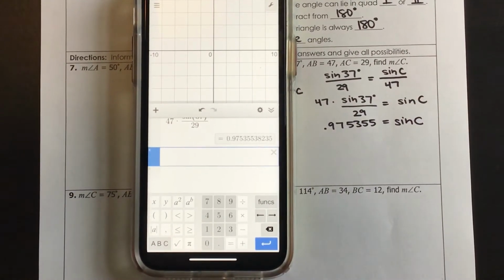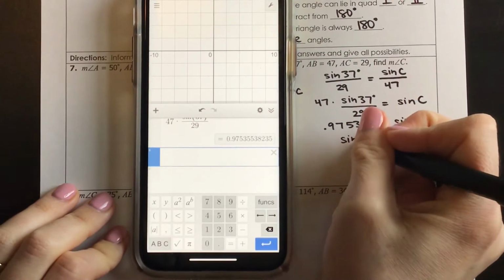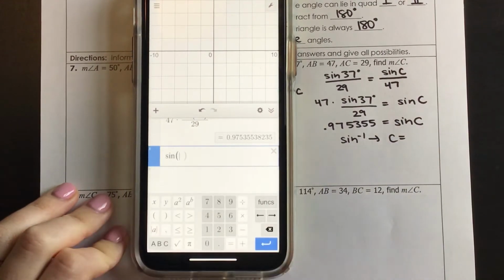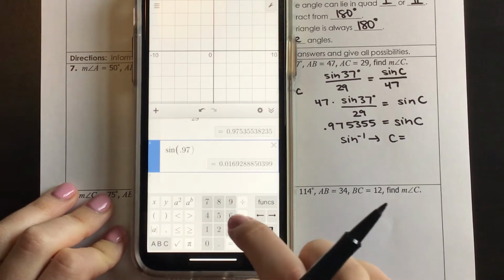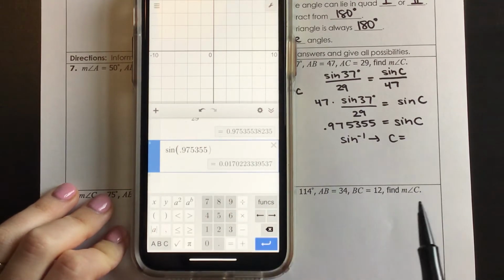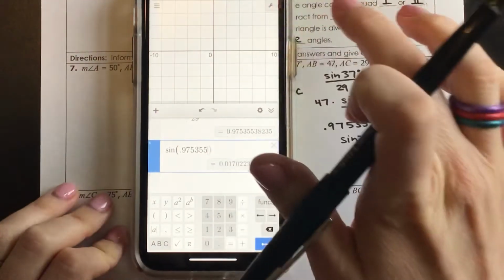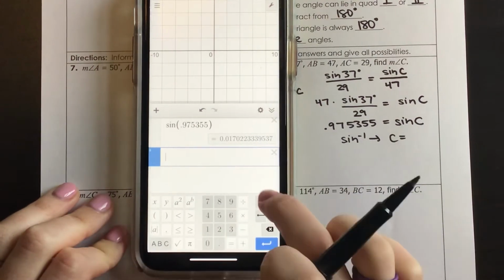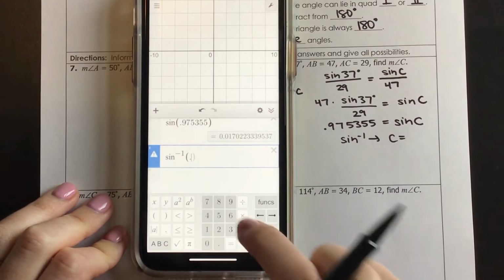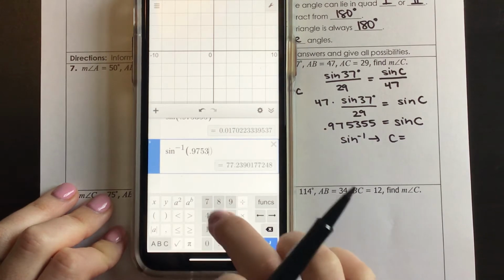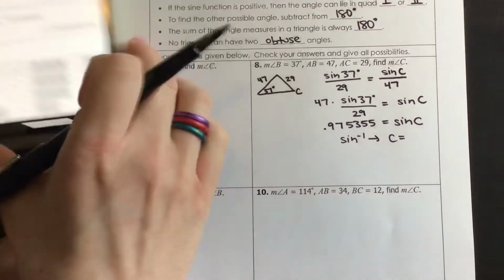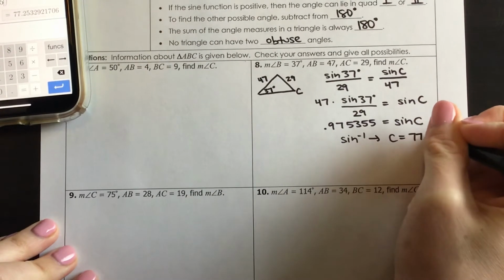And now remember, when we have the value of sine and we're solving for the angle, we do inverse sine. Okay, so do that inverse sine key, and that will find us the actual value. So inverse sine of 0.975355. So this, let me see, is not the value we should be getting. Oh, sorry, I did sine, not inverse sine. Let's try that again. Inverse sine of 0.975355. There we go. So rounded to the nearest tenth, we have 77.3 degrees. So C is equal to 77.3 degrees.